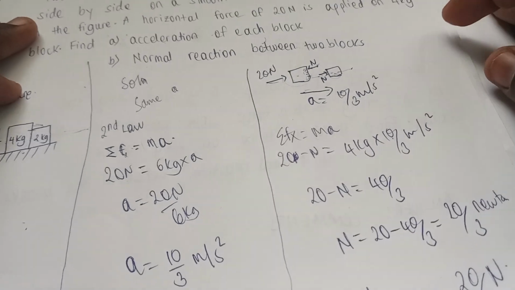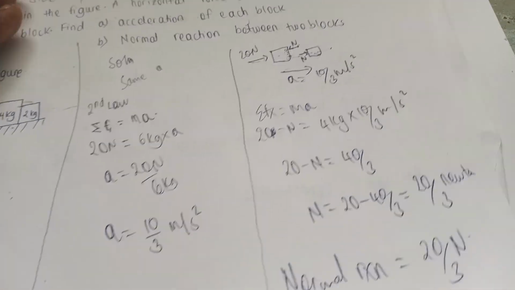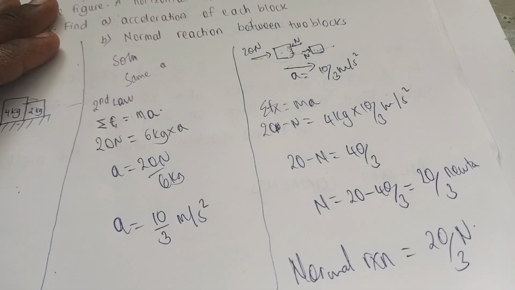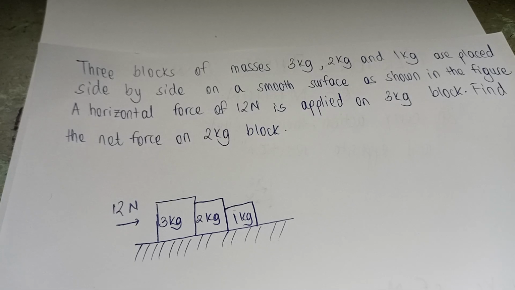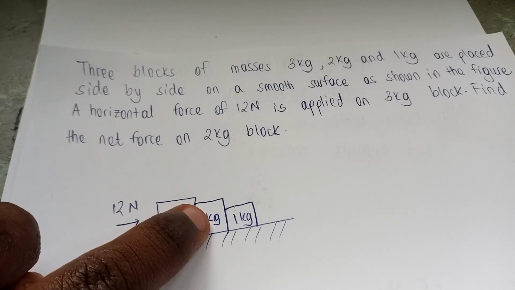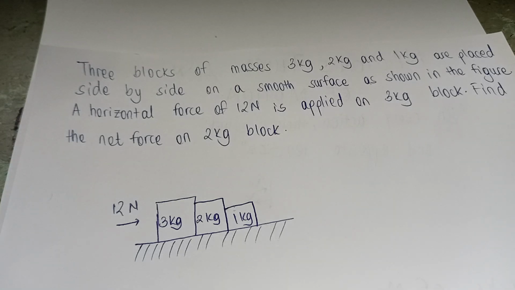Okay, let me put these papers properly. So that is how we solve these questions. Let's see another example. We are told 3 blocks of masses 3 kilograms, 2 kilograms, and 1 kilogram are placed side by side on a smooth surface as shown in this figure. A horizontal force of 12 newtons is applied, you can see it is applied on this 3 kilogram block. Find the net force on the 2 kilogram block. So we just need the net force on the 2 kilogram block. Okay, how do we solve that question?